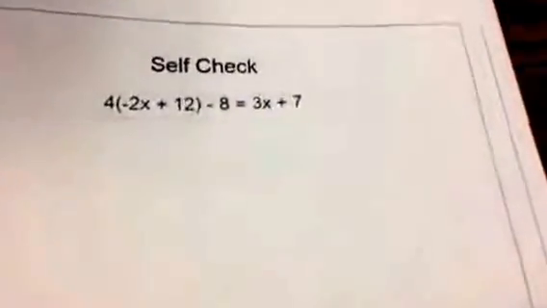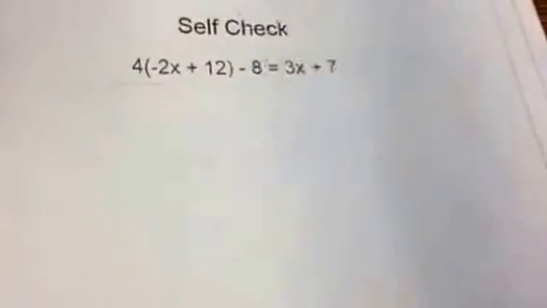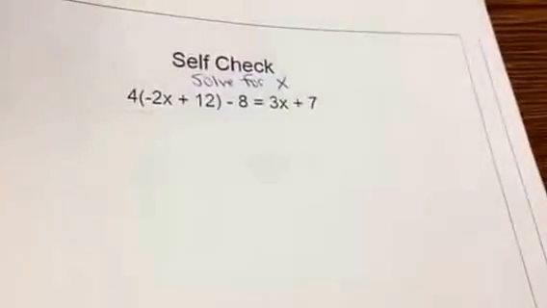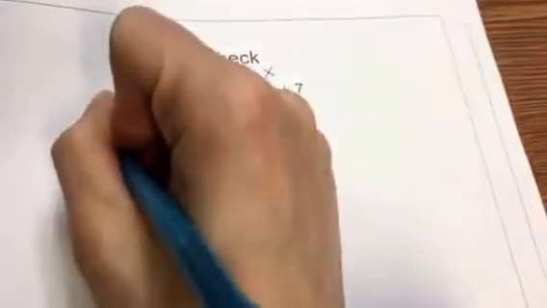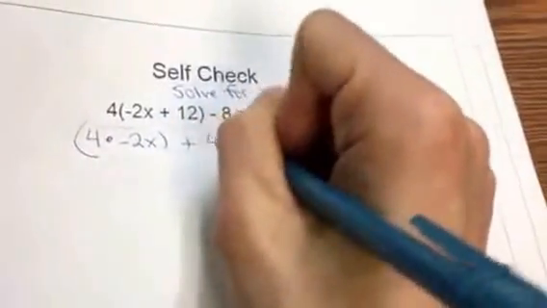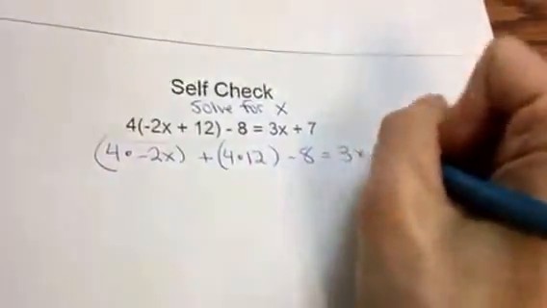Okay, I'm going to go ahead and do the self-check just so you guys have another example. So you can see here, the first thing I'm going to do is always distribute. I'm going to simplify my expression. Actually, this is an equation. Solve for x. So I'm going to simplify my equation so that I know how much of each term I have. So first thing I'm going to do is distribute 4 times a negative 2x plus 4 times 12 minus 8 equals 3x plus 7.